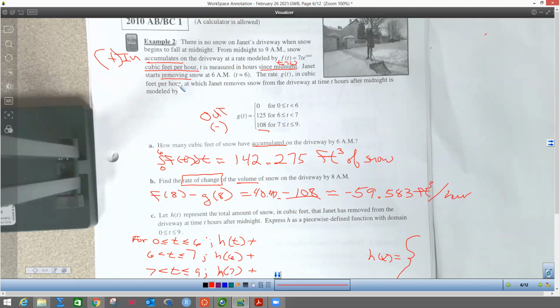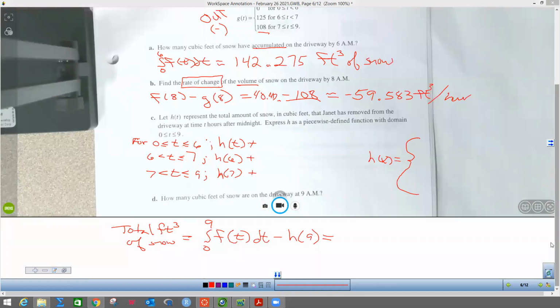And again, remember, these are already given to us, and that tells you right up here, removing the snow at a rate in cubic feet per hour. So you see how G of t is cubic feet per hour and F of t is cubic feet per hour. So I'm not doing integral or derivative, so this is still cubic feet per hour.